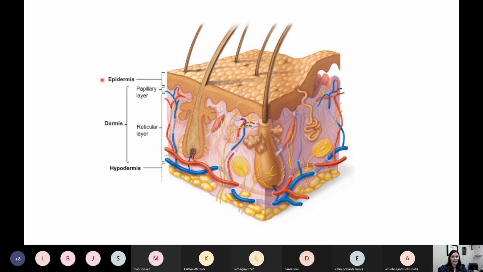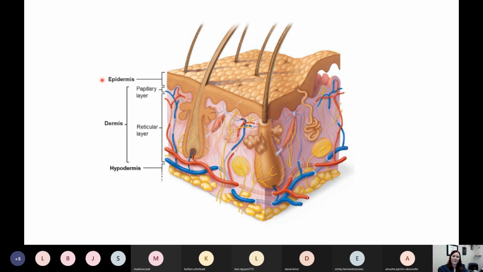The plasma that is floating around in your blood vessels, that's where we find our cell's favorite food, which is glucose. That's also how we get that oxygen transported around throughout the body.